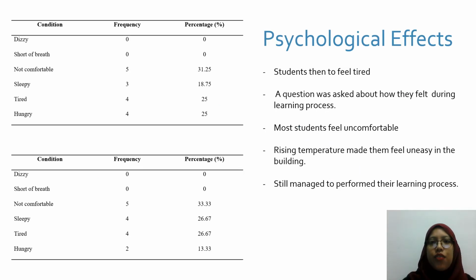Besides, psychological effect is important as it can tell the performance or productivity of the students in the class. This is because students tend to feel tired after doing some activity. Thus, a question was asked about how they felt during the learning process. The table represents the condition they felt in the class for preschool A and preschool B. Most students feel uncomfortable for both preschool A and preschool B. The number of students who felt uneasy in both preschools is 5 students. This is because the rising temperature made them feel uneasy in the building. Even though the temperature increased, they still managed to perform their learning process.